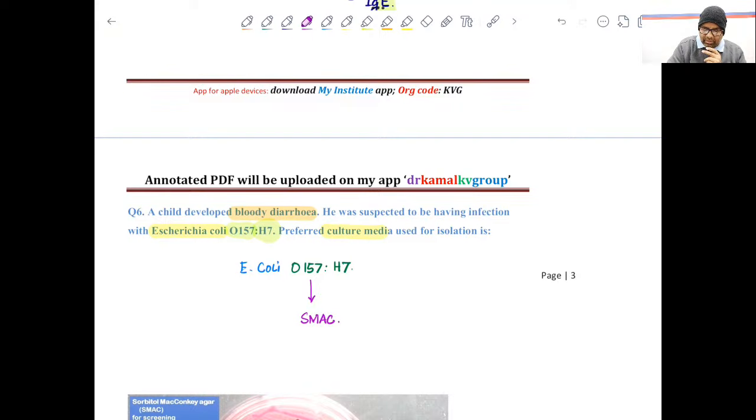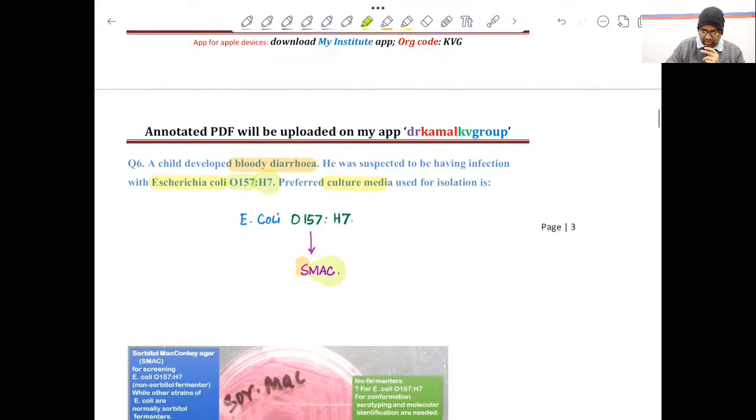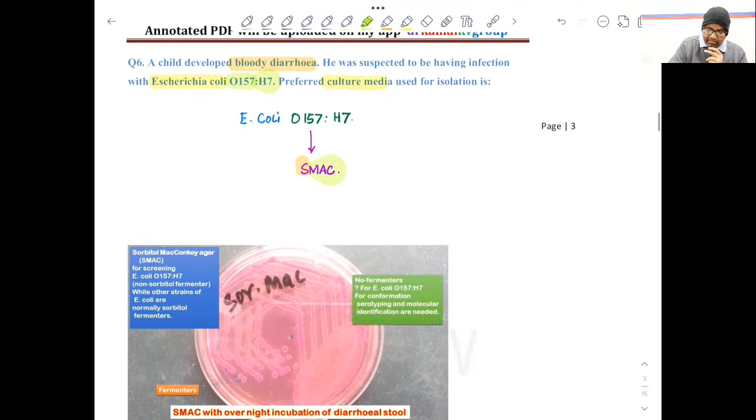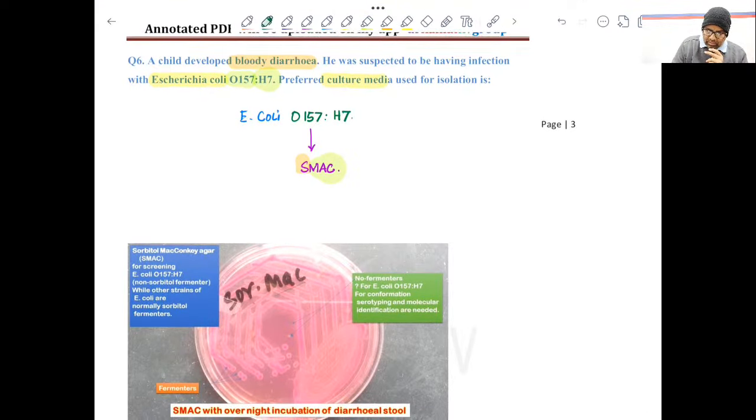Right? So please remember SMAC. Now, S is for sorbitol and MAC is McConkey. Clear? So this is sorbitol, and this is McConkey agar.